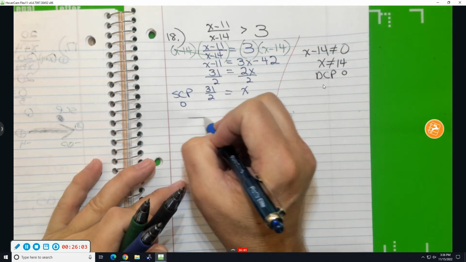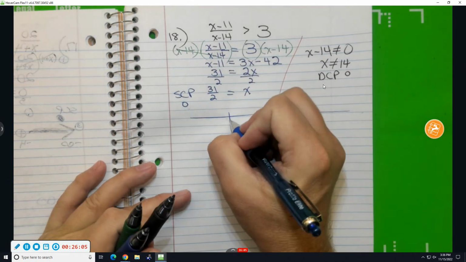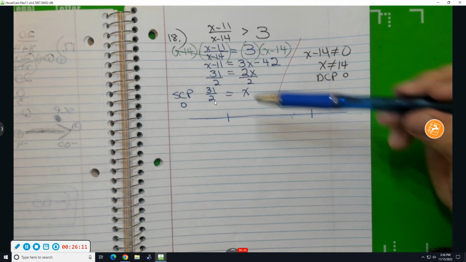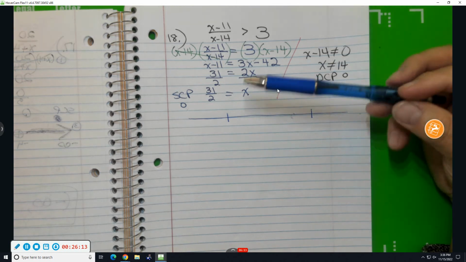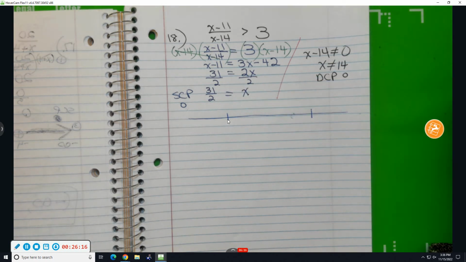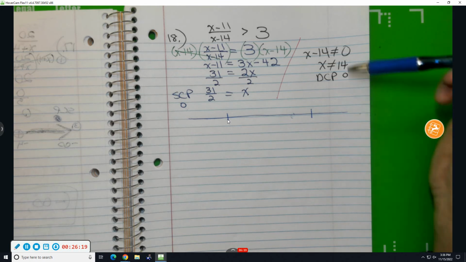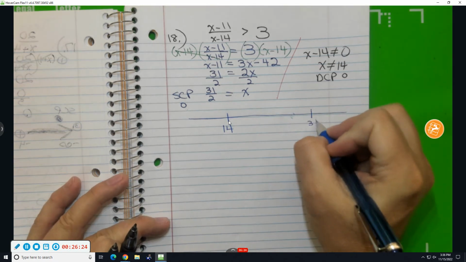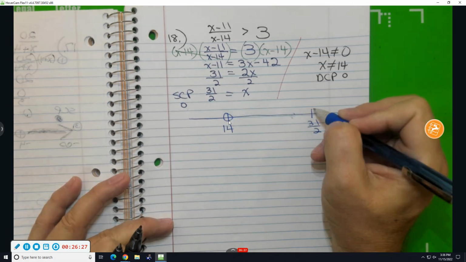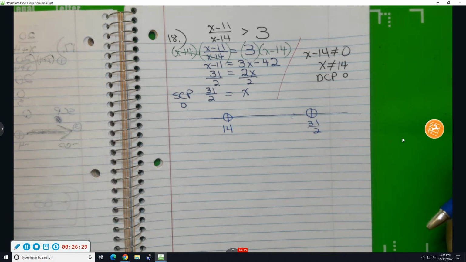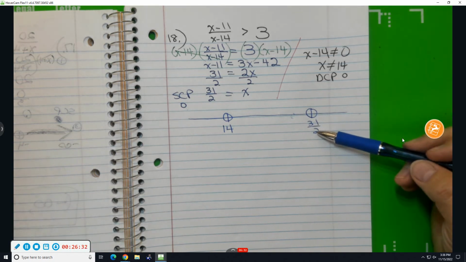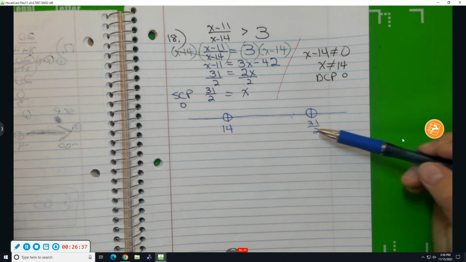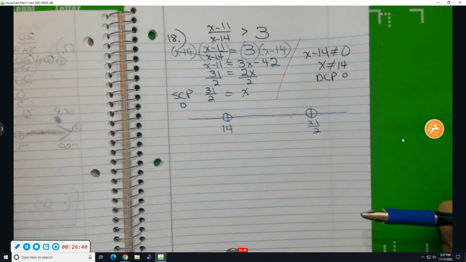Draw our number line. Okay. Which one's smaller, 31 halves or 14? 31 divided by 2, that's what, 15 and a half? So 14's smaller, it goes first. And then 31 halves. Open circles for both of them. Once again, I thought of 31 divided by 2. That's 15.5 or 15 and a half. So 31 halves is bigger than 14.